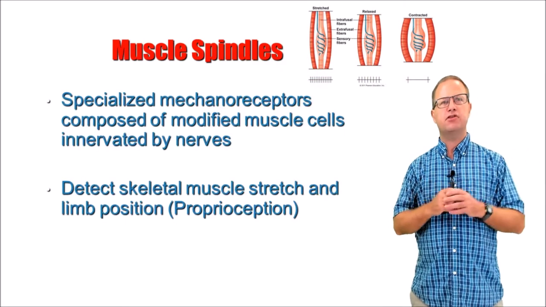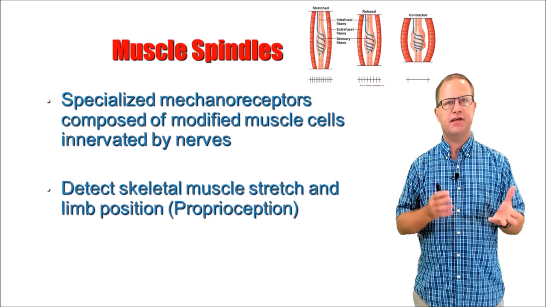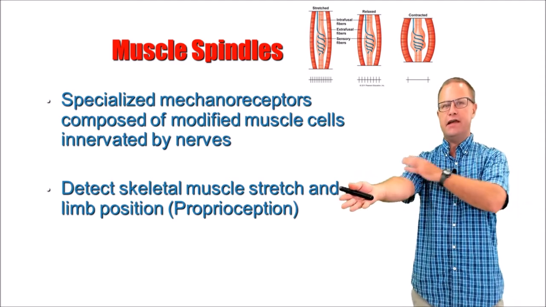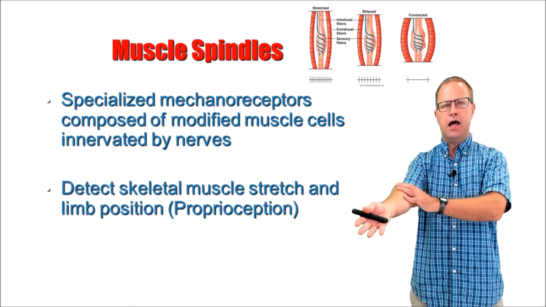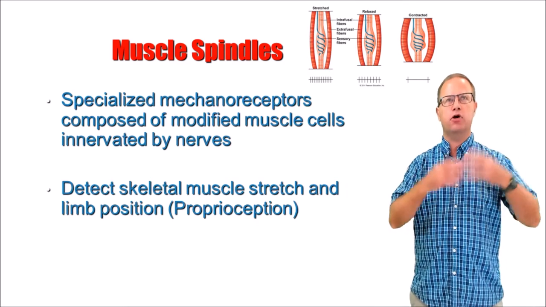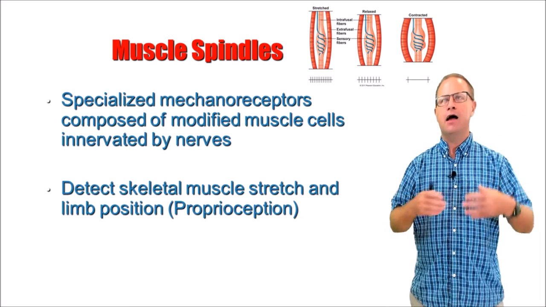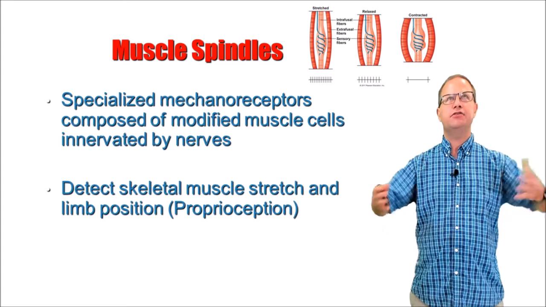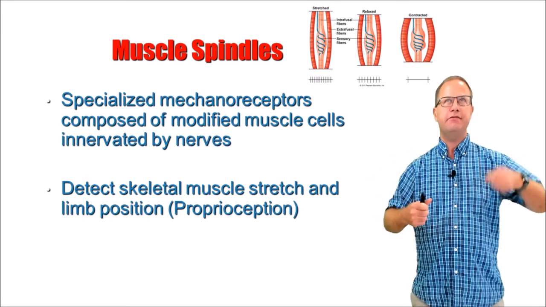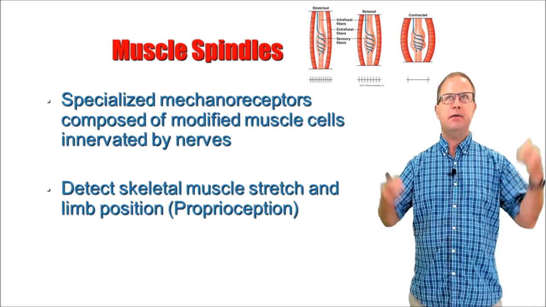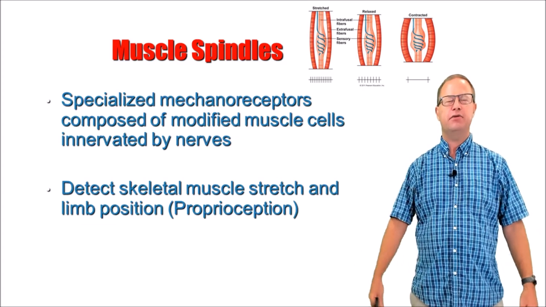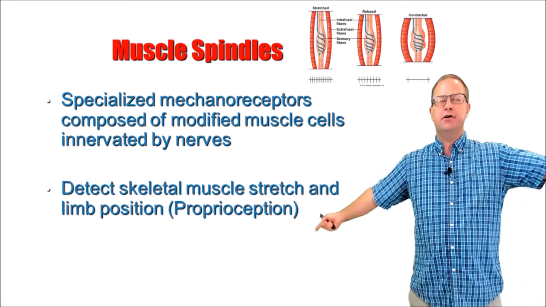Okay, then we have receptors called muscle spindles and proprioceptors. So these are structures that are located in muscles and in joint capsules, and they're important in the sense of proprioception. So proprioception is a sense you probably aren't aware of. Proprioception is the ability to know where your arms and legs and your joints are, even though you're not looking at them. So think about the field sobriety test you see on TV, where they have somebody close their eyes and touch their nose like that.